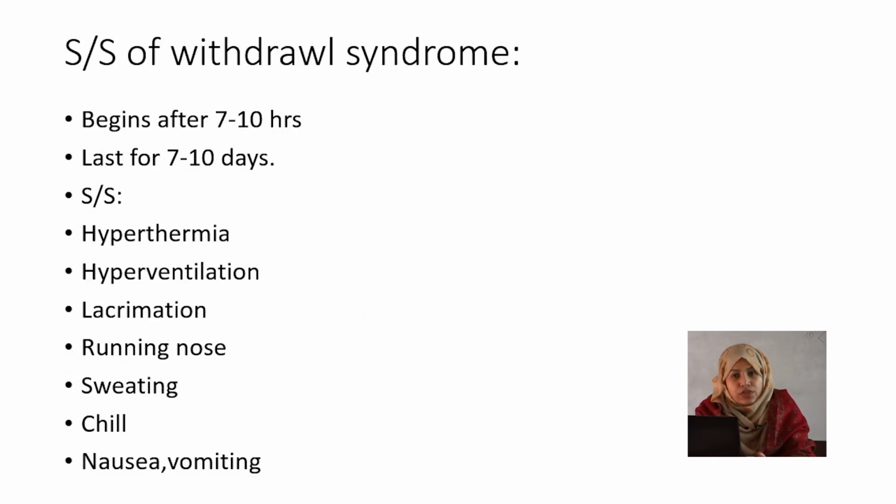Now, what is withdrawal syndrome? Withdrawal syndrome means that if an addicted patient does not take morphine, then there will be some signs and symptoms in his body, and this is called withdrawal syndrome. What are the signs and symptoms? They begin within 7 to 10 hours and last for 7 to 10 days. The signs and symptoms are hyperthermia, hyperventilation, lacrimation, running nose, sweating, chilling, nausea, vomiting, etc.